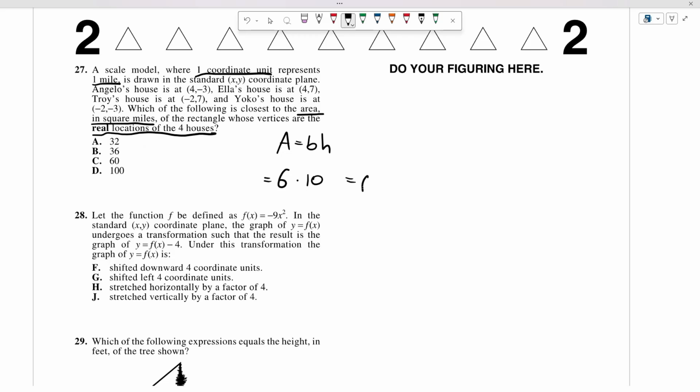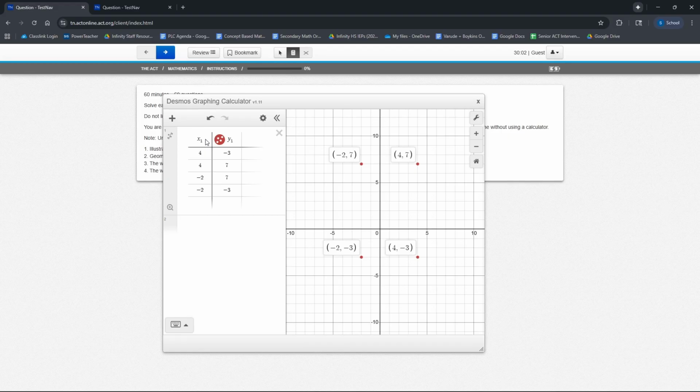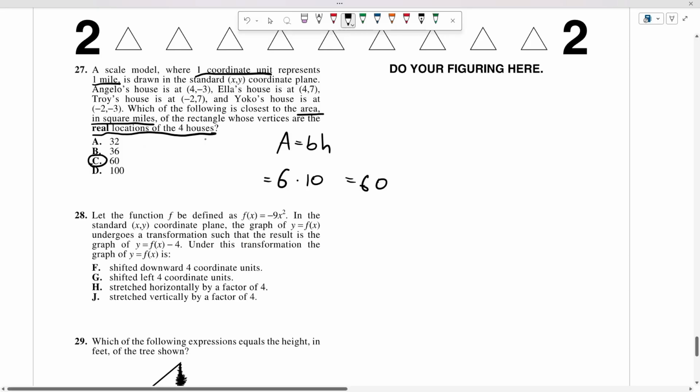So our height is 10. That gives us 60 units. If you're confused about where I got those numbers 6 and 10 from, I would again look at this picture and skip count each unit between each 2 points, so you can figure out what the base is and then what the height is. You can also kind of look at it over here.